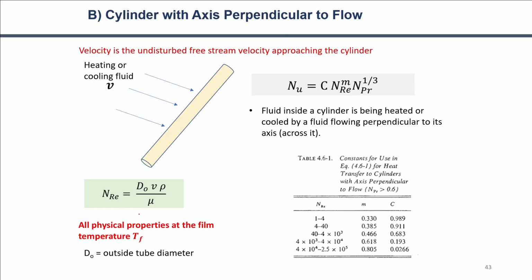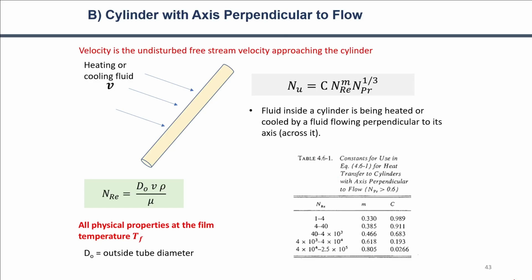The second geometry, the cylinder. For a cylinder, we will consider a cylinder with axis perpendicular to flow. Most often, a cylinder contains a fluid inside. The fluid inside the cylinder is either being heated or cooled by another fluid that is flowing perpendicular to its axis.